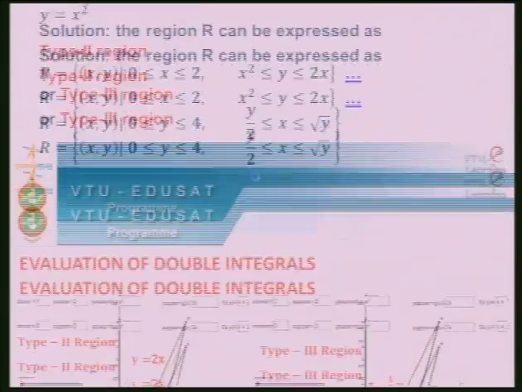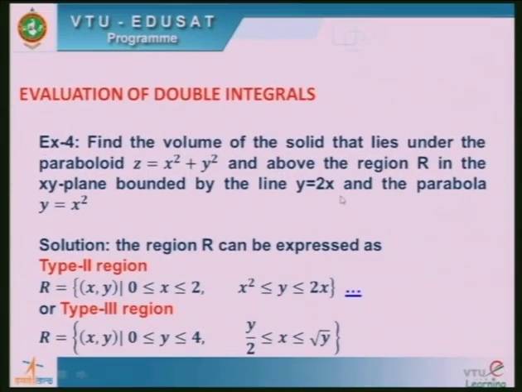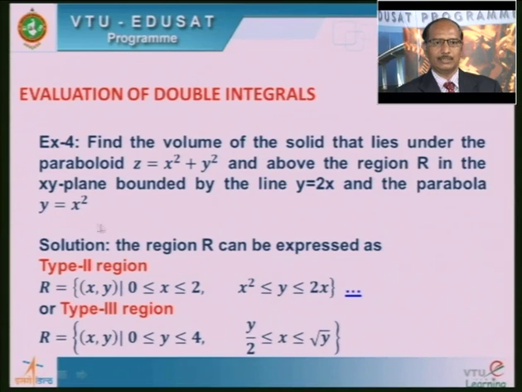Now, consider another example. Find the volume of the solid that lies under the paraboloid. This is the equation of the paraboloid, z is equal to x square plus y square, and above the region R in the xy plane, bounded by again the line y is equal to 2x, and one more is the parabola.